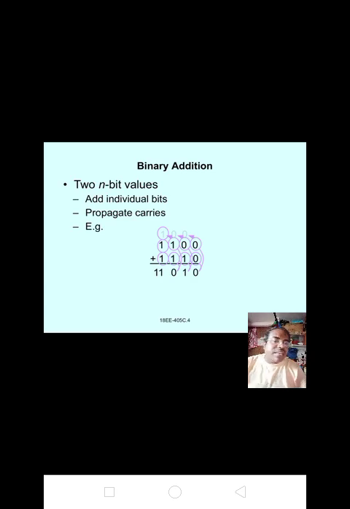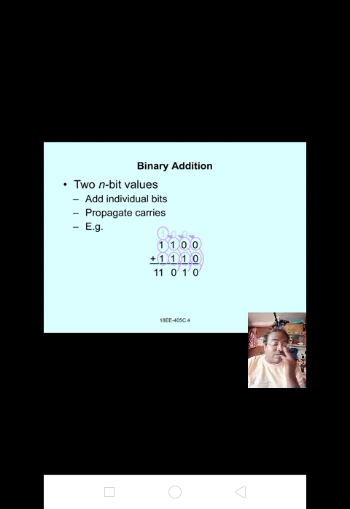Once again I am repeating. 0 plus 0, please tell me: 0. 0 plus 1, 1. 1 plus 0, 1. 1 plus 1, 0. 1 plus 1 plus 1, 1. Okay, here which one is the carry?